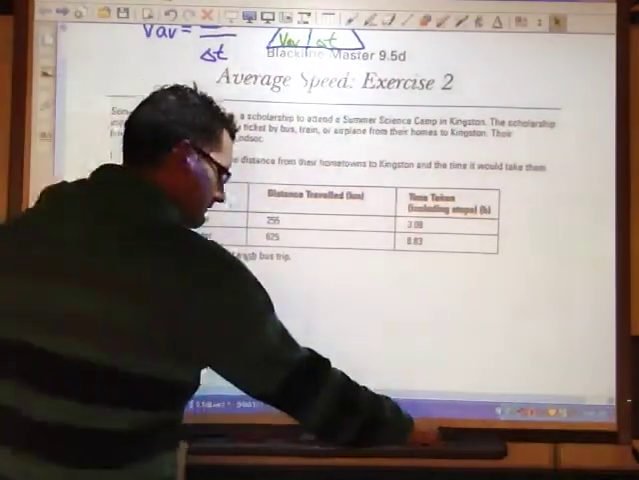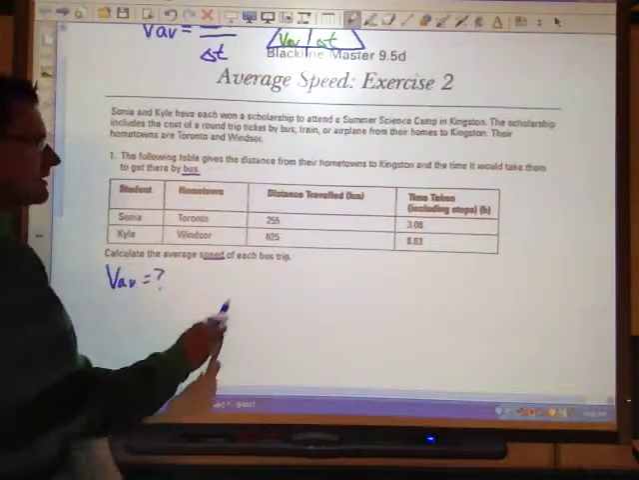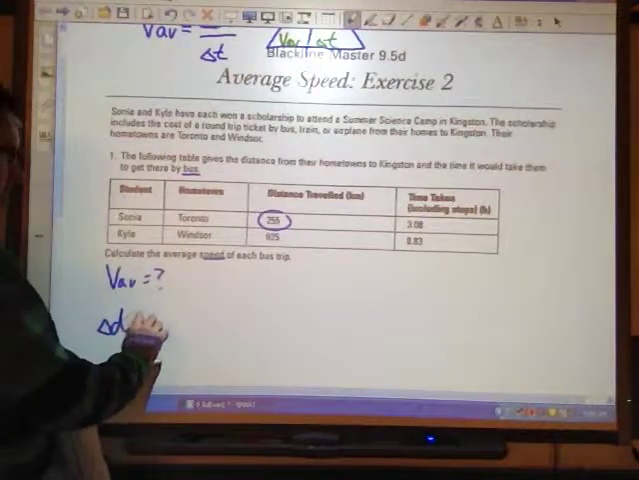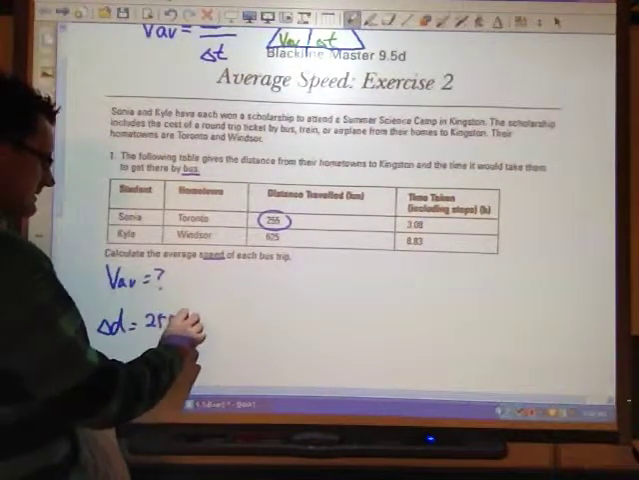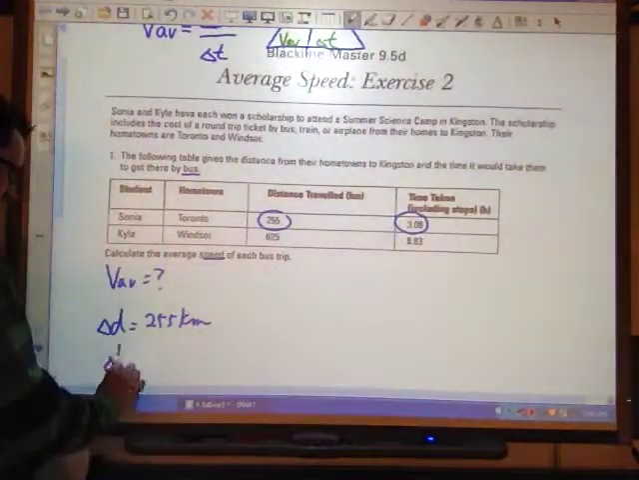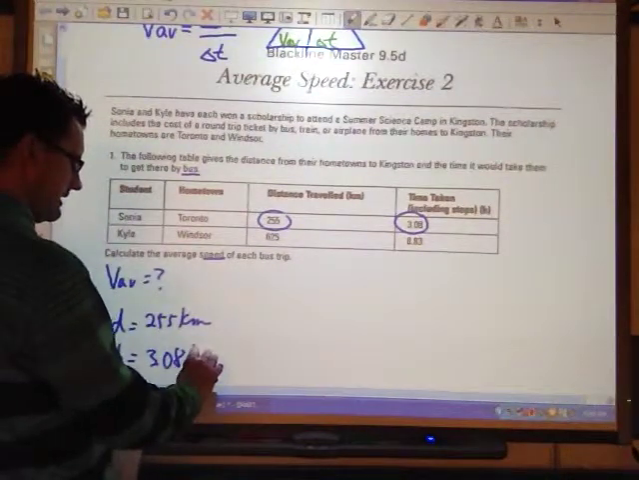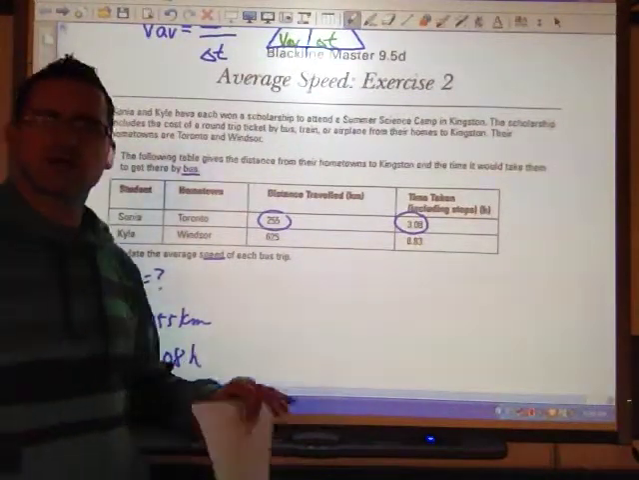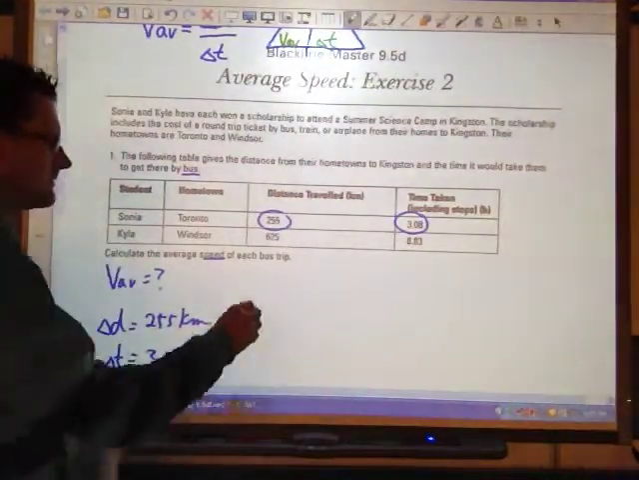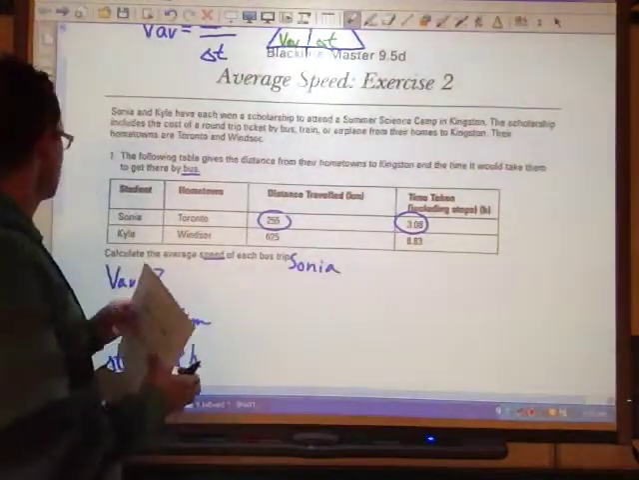With this particular question, we're asked to find the speed. So V average is the question mark. We're given distance, so 255 kilometers, and we're given the time, T, 3.08, and this is in hours. So I'll go over Sonia's information, you can go over Kyle's. So Sonia, I'll write it right there. So we're looking for V.